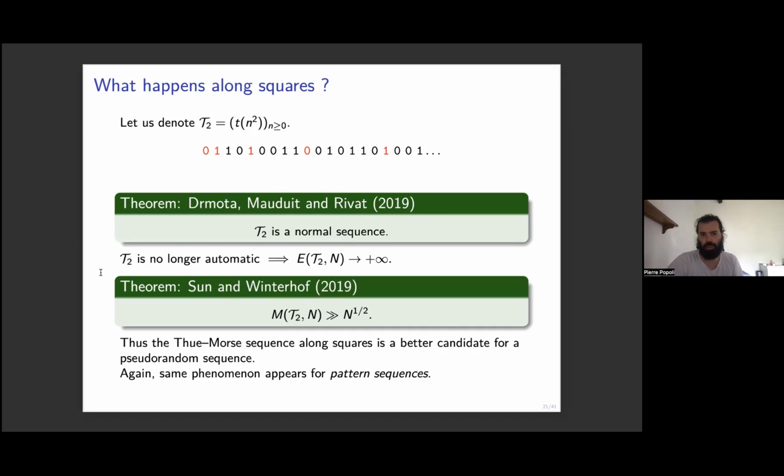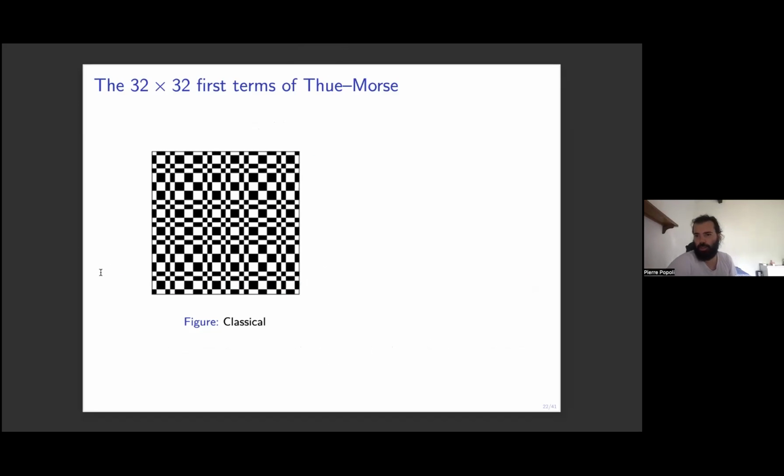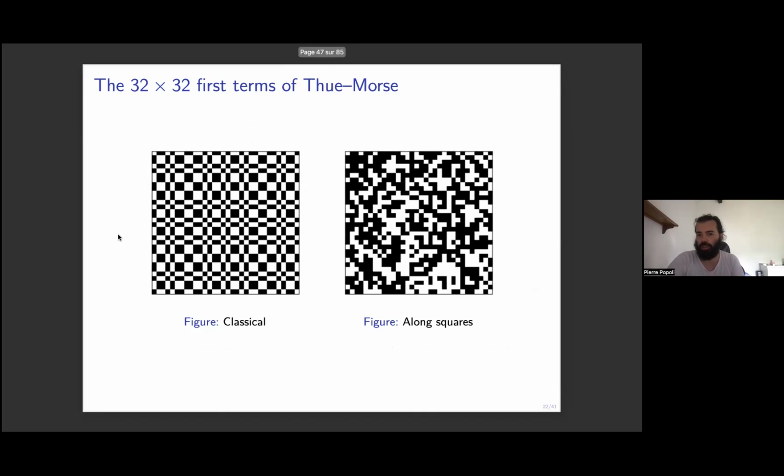And if you want to be convinced of the randomness and the non-randomness of the Thue-Morse sequence, here you have the 32 times 32 first terms of the Thue-Morse sequence, and you see a nice structure. And a random sequence should not have this kind of structure. And if you take the sequence along squares, you completely erase this structure, and it looks more random.